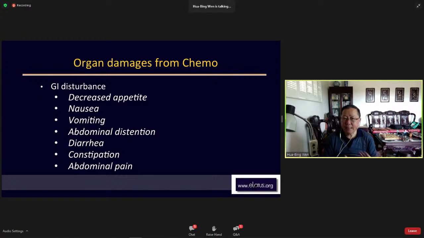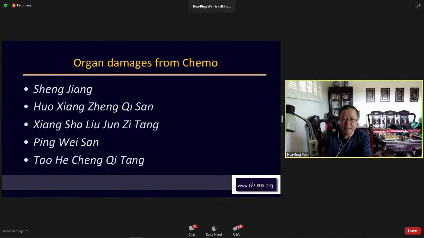So the GI disturbance: this is pretty much nausea, vomiting, abdominal pain, distension, all that. First thing first, 生姜, ginger. This is the one for nausea and also for mild GI disturbance. What do we need to do? A couple of ways. Ginger tea: fresh ginger, clean it, slice it, bring to a boil for 5 minutes. No more than 5 minutes.